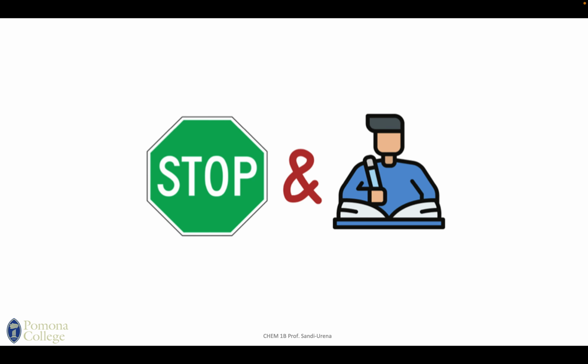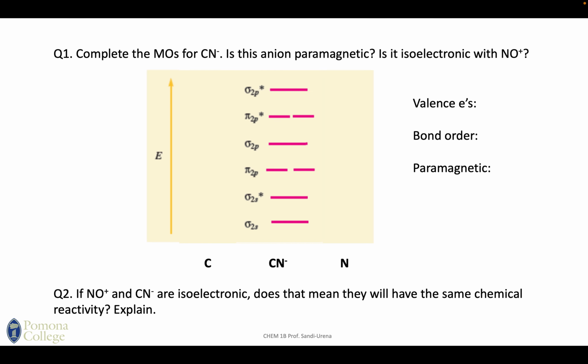And with that, we finish this chapter, and we've got some practice. All I'm gonna ask you all to do for now will be to complete the molecular orbitals for cyanide, CN minus, and answer the questions that we have here. Is this ion paramagnetic? Is it isoelectronic with NO plus? And what's the bond order?